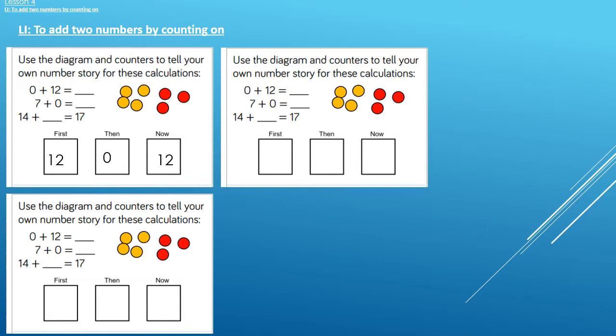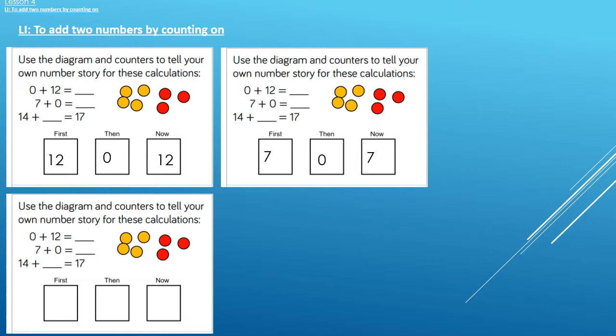Great effort. Now, let's see if we can come up with one together. There were 7 monkeys on the field. Then 0 monkeys came along. So we still had 7 monkeys. Let's try the last diagram.